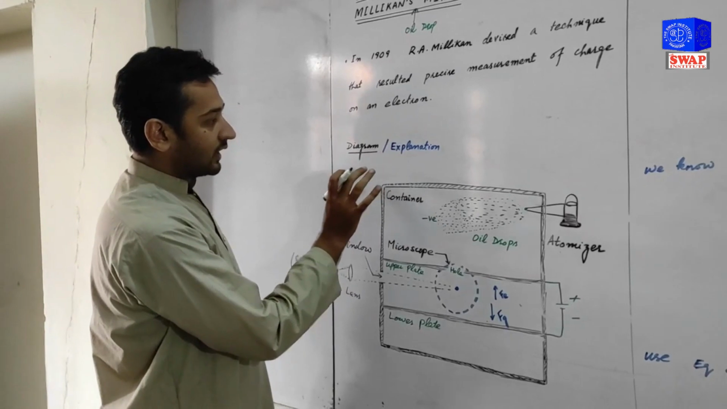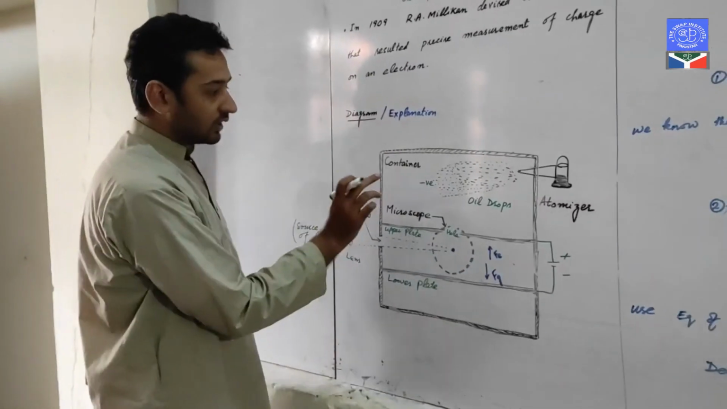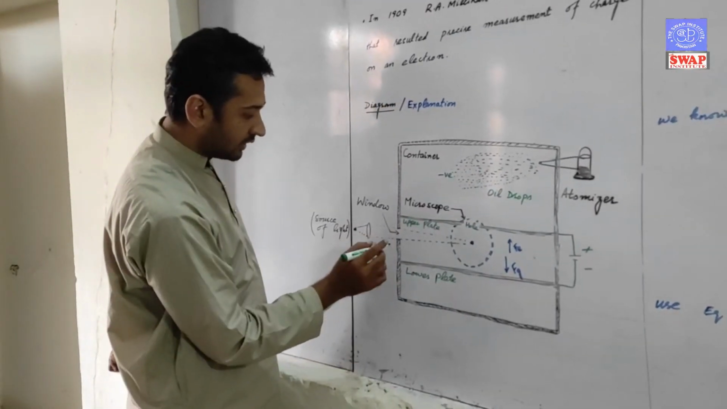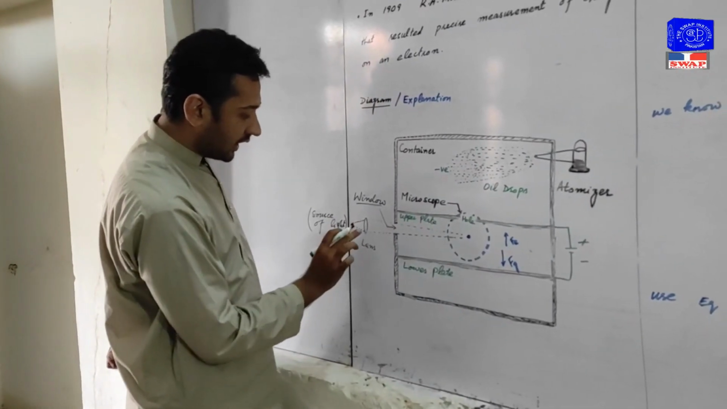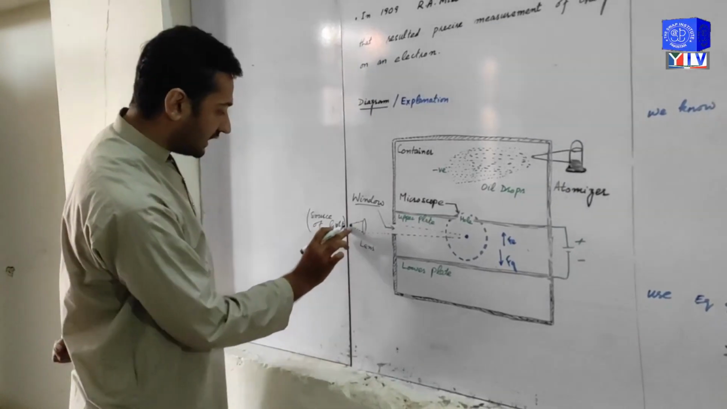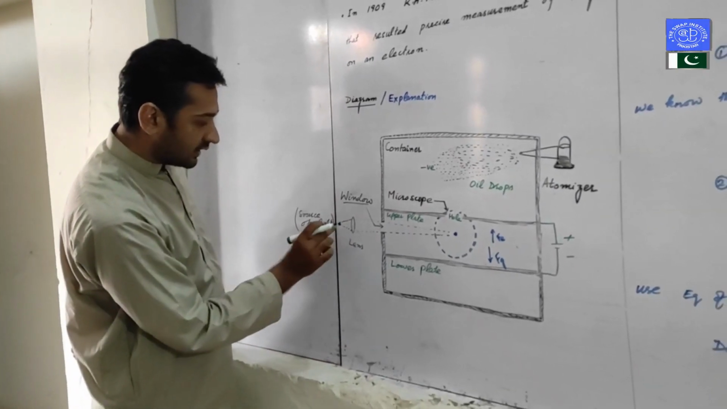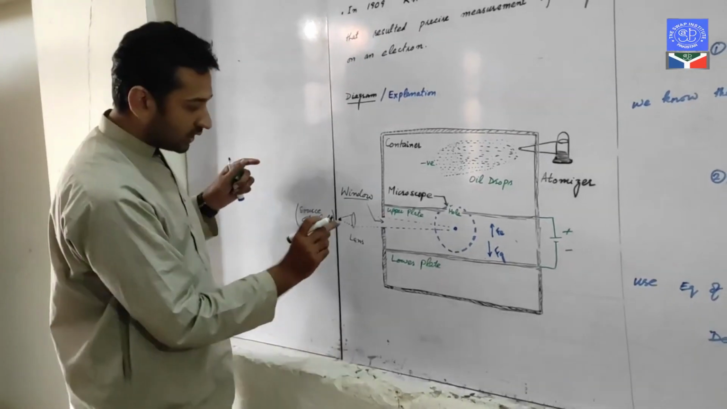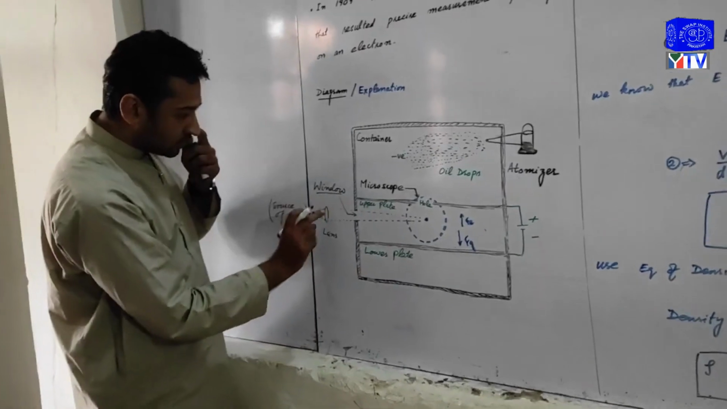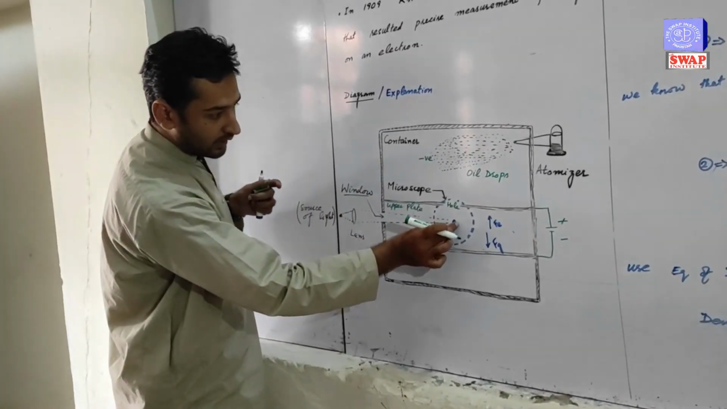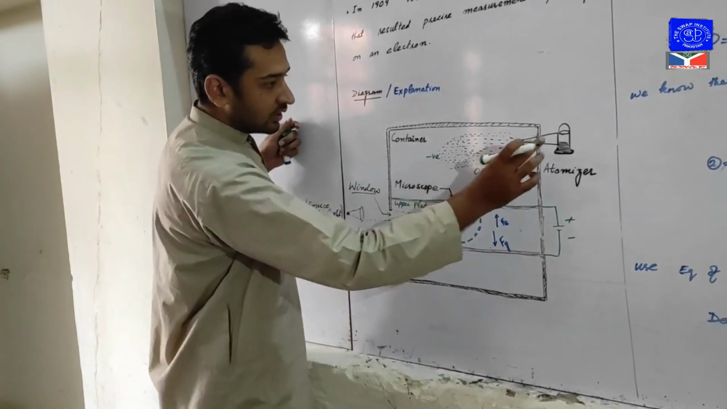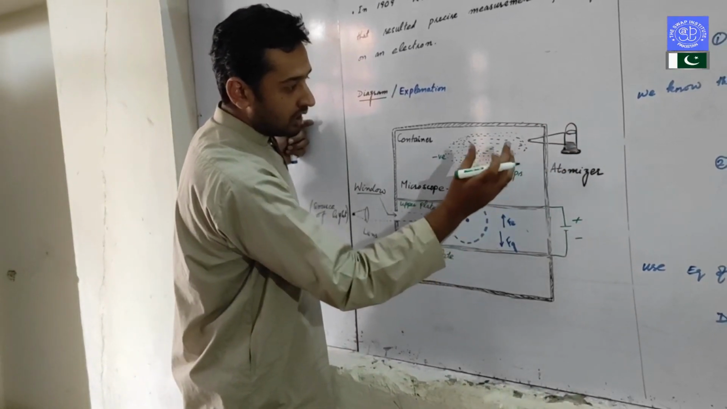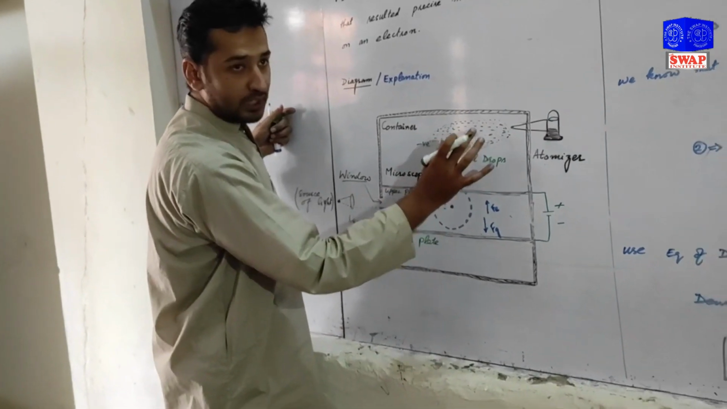First of all, the explanation and diagram. This one is the container having a window. Here this one is the window, and this is the source of light. As the light travels in all directions, the lens is used to focus the light on the droplet. This one is the atomizer. The function of the atomizer is to make tiny droplets.